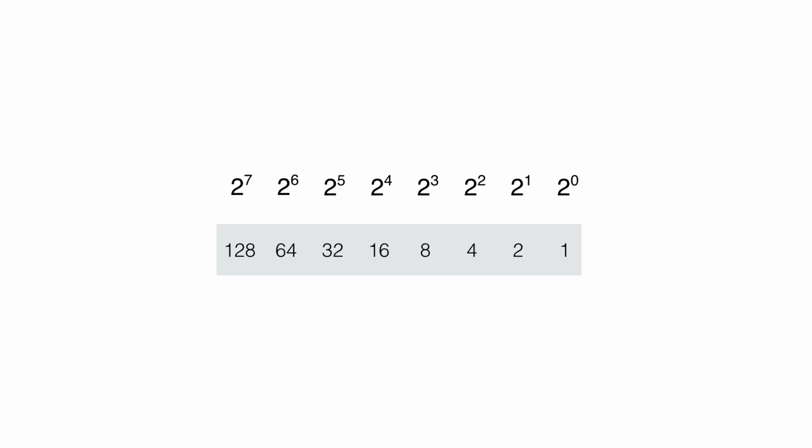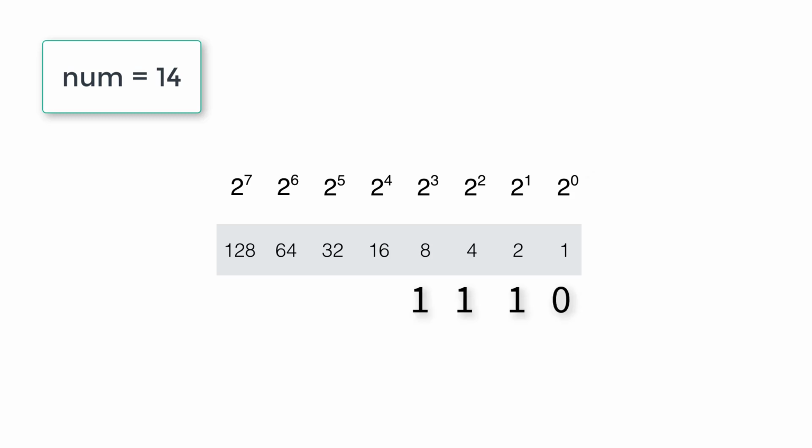So 2 raised to 0 is 1, 2 raised to 1 is 2, 2 raised to 2 is 4, 2 raised to 3 is 8 and so on. So this is the binary number system chart. If the user enters a decimal number, maybe 14, we convert it to its equivalent binary number, that is 1110. I'll let you know how to convert that.